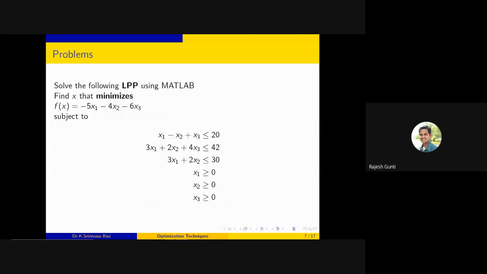Suppose this is the problem. Solve the LPP using MATLAB. Find x such that it minimizes. So no problem, no need to change anything.